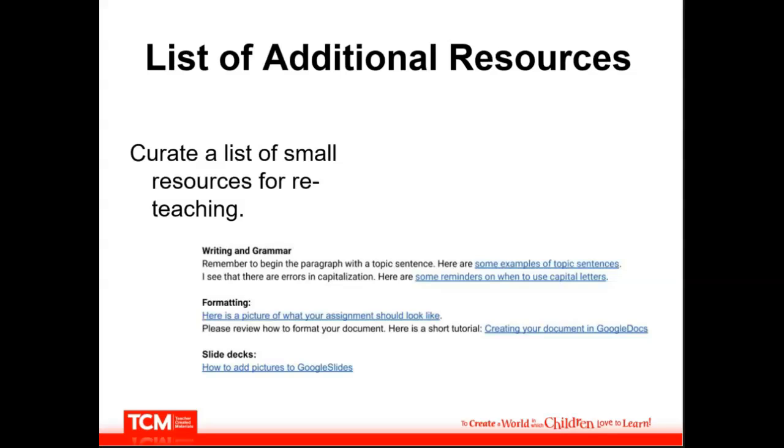For example, in the visual here, you can see there are some links to resources on writing and grammar, formatting, and slide decks. So if I notice that a student has errors with something like topic sentences, maybe that's something they're struggling with, I may include in the feedback a detail about including a topic sentence and then also a resource that students can click on. Again, this may have been a resource I already included in my digital course, but linking it directly into the feedback of an assignment is a way that makes it easy for the student to review that information.